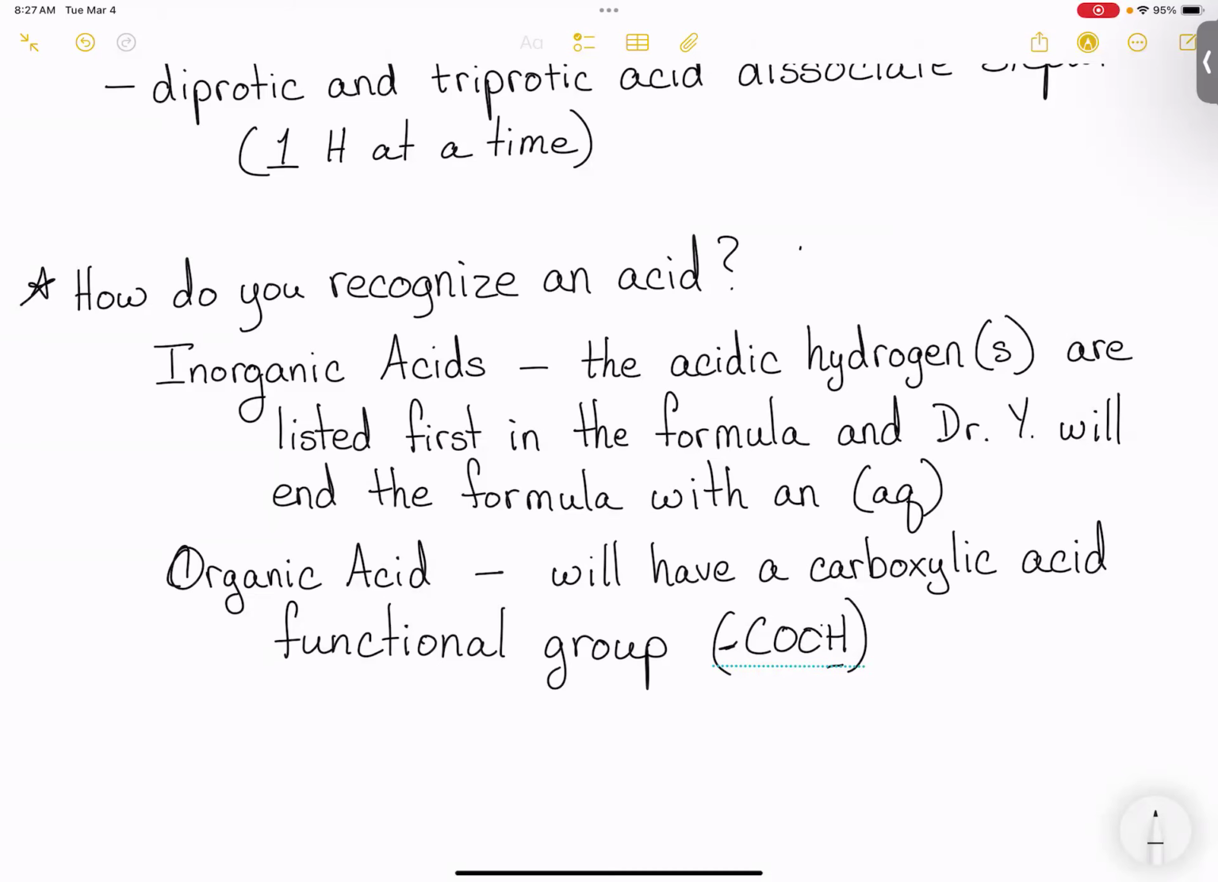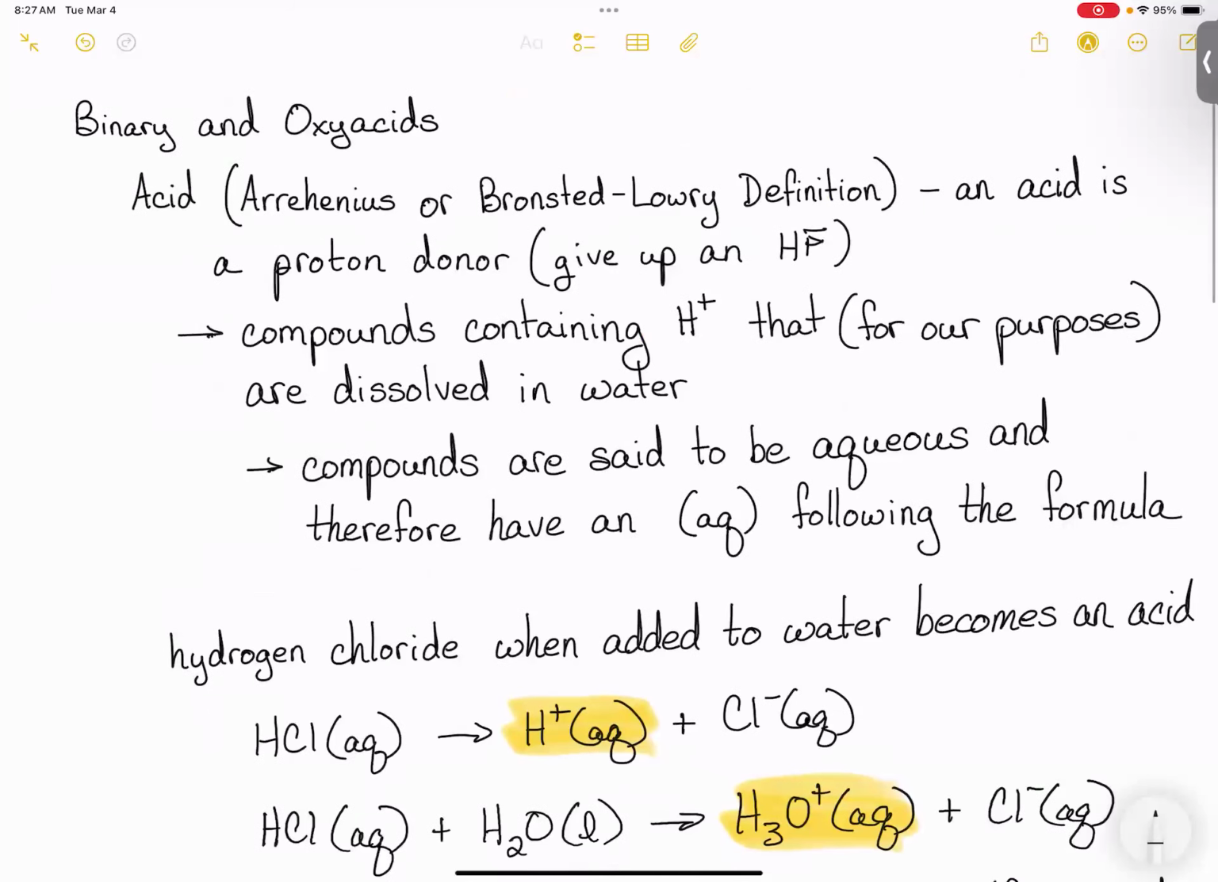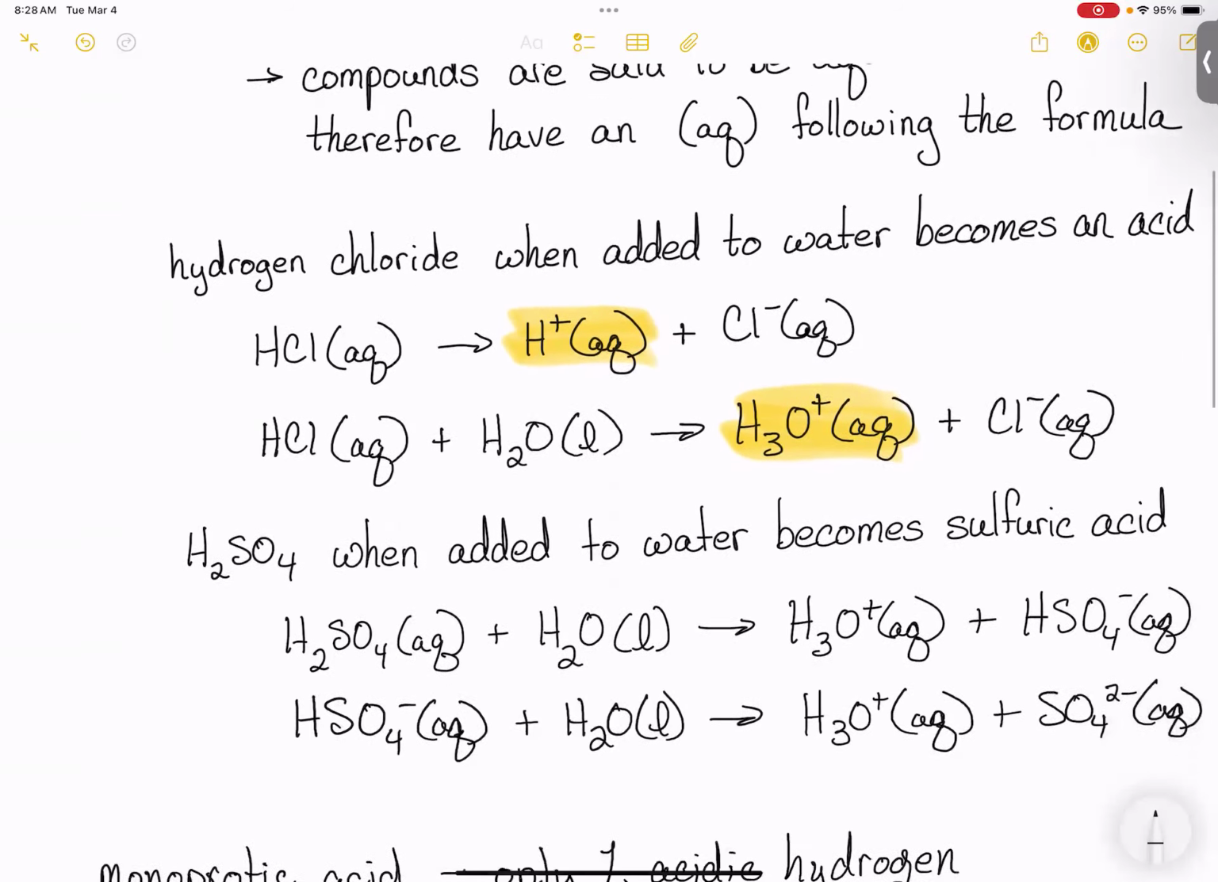So the key points about an acid is that an acid is going to be a compound that's dissolved in water. When it's dissolved in water, it dissociates to form a proton, H+, and an anion. Now, because it dissociates in water, we tend to use that H+ and the hydronium interchangeably.